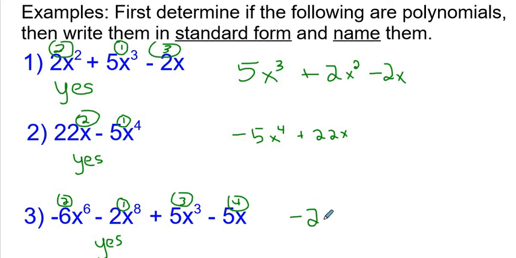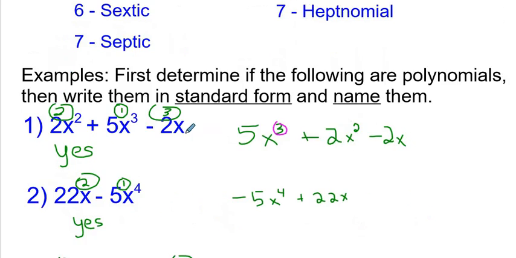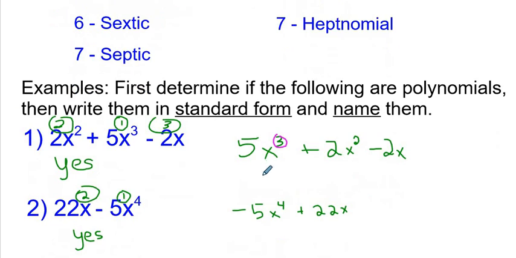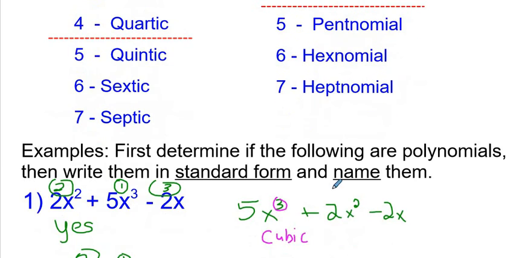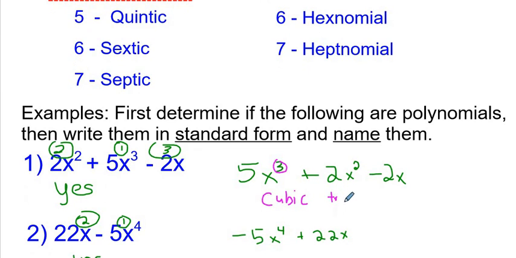So it would look like this, negative 2x to the 8th power minus 6x to the 6th power plus 5x to the 3rd power, and then minus 5x. So to name them, right, we look here, if we go back up to the chart, 3 is a cubic, so that's a cubic. And there are 3 terms, 1, 2, 3, we established that here, so 3 terms is a trinomial. So this is a cubic trinomial.